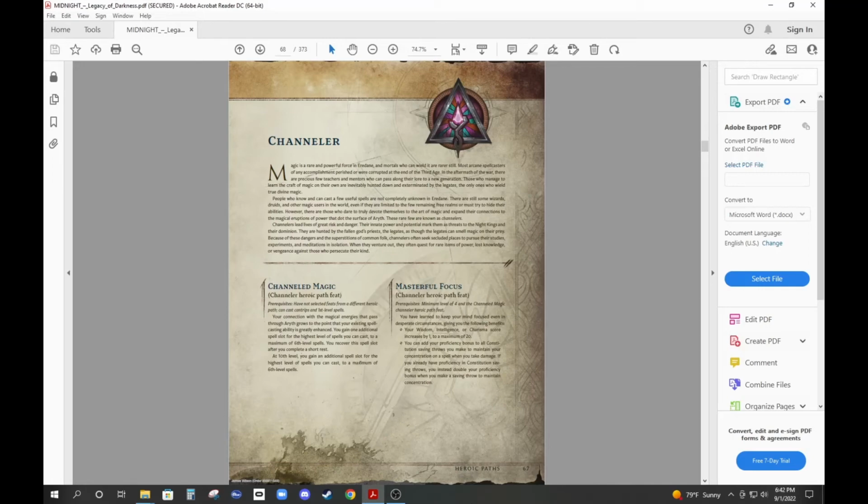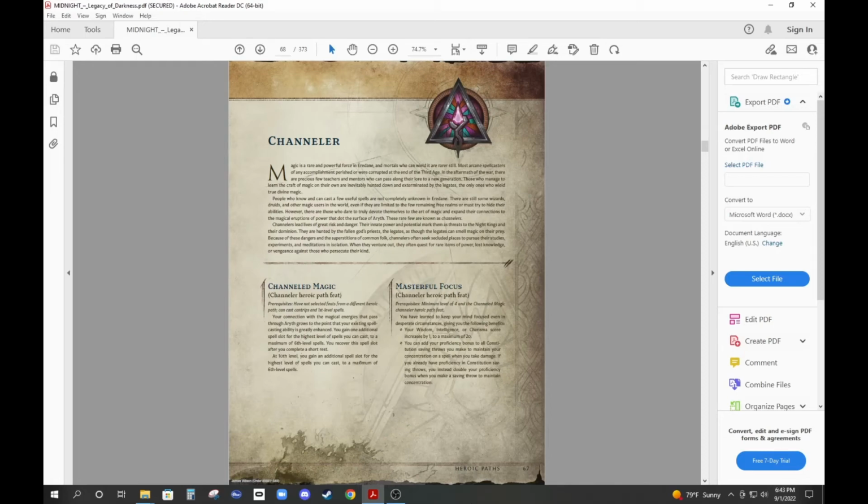However, there are those who dare to truly devote themselves to the art of magic and expand their connections to the magical eruptions of power that dot the surface of Aerith. These rare few are known as channelers. Channelers lead lives of great risk and danger. Their innate power and potential mark them as threats to the Night Kings and their dominion. They are hunted by the fallen gods' priests, the legates, as though the legates can smell magic on their prey. Because of these dangers and the superstitions of common folk, channelers often seek secluded places to pursue their studies, experiments, and meditations in isolation. When they venture out, they often quest for rare items of power, lost knowledge, or vengeance against those who persecute their kind.